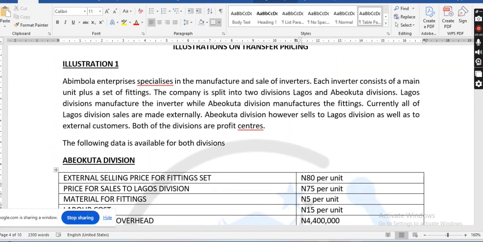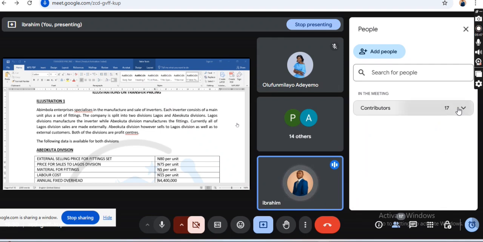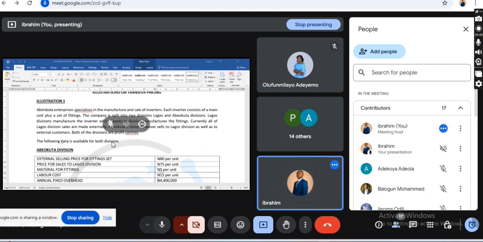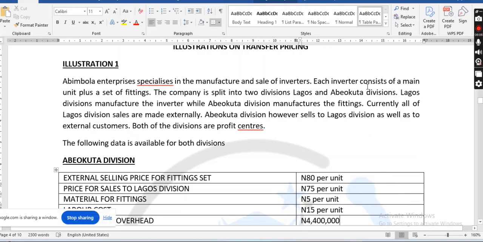Abimbola Enterprise specializes in the manufacturing and sale of inverters, right? Each inverter consists of a main unit plus a setting of fittings.